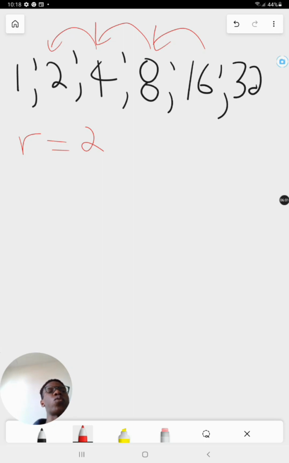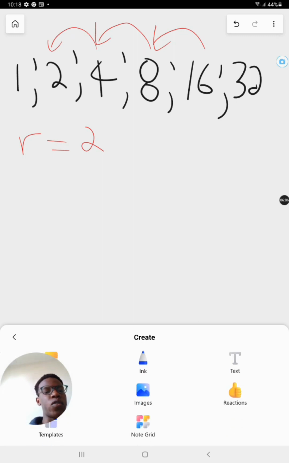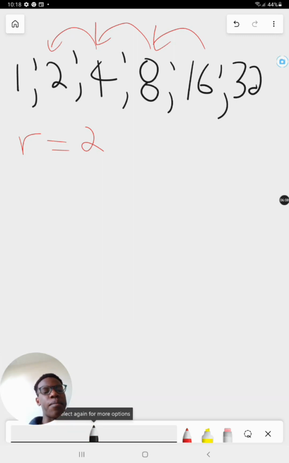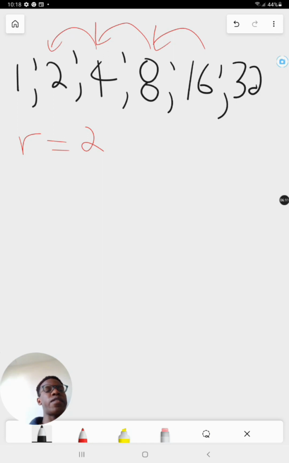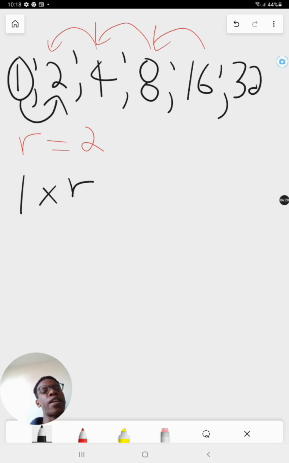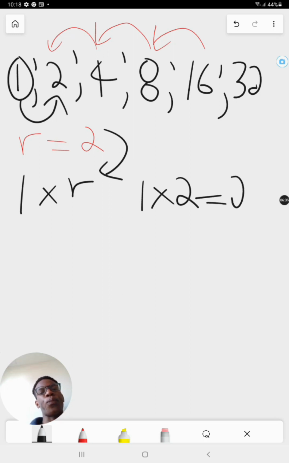So our common ratio is 2. This means that if you want to find the next term in this sequence, all you have to do is take the term that you have and multiply it by 2, right? If I only started off with 1, how do I get to the second term? Well, you just say 1 times r, where r is 2. So 1 times 2 is 2.